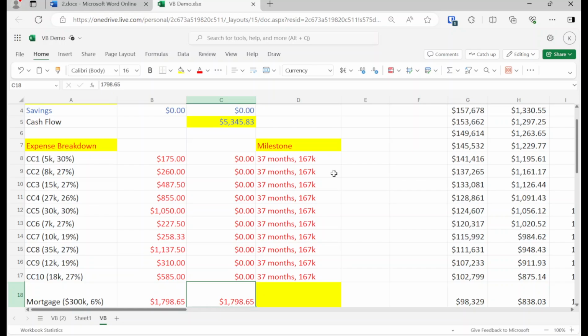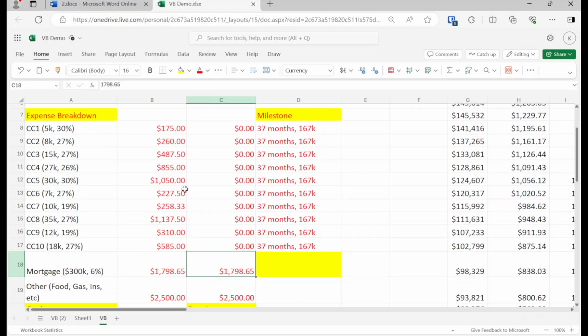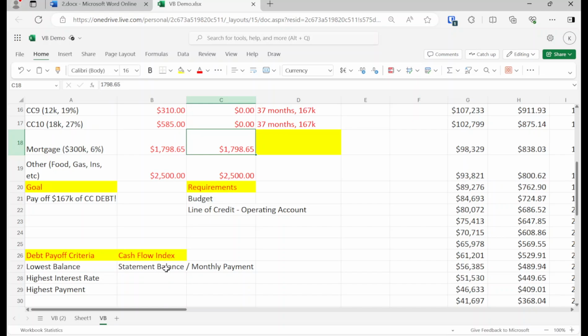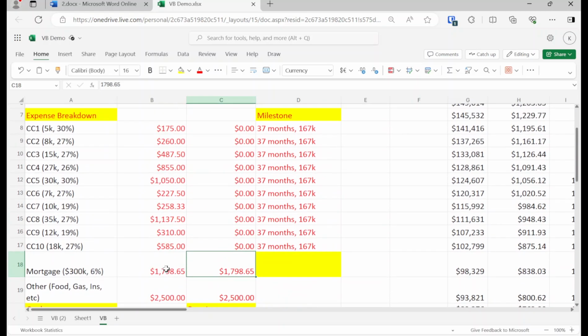Now, why do we attack the mortgage last? Well, there's a concept called the cash flow index. If you've never heard of it, it's the statement balance divided by the monthly payment. I'm not going to explain the whole thing, but think about this: would you in your right mind ever pay $300,000 just to get $1,700 back? That seems like such a low return, right? You pay $300,000 just to get $1,800 a month.